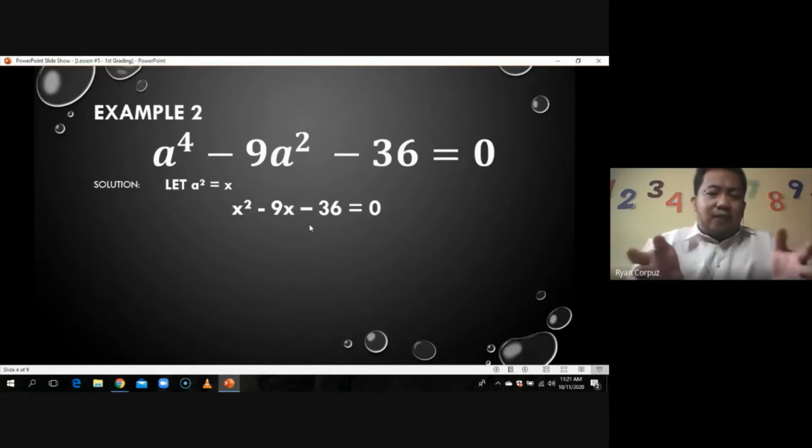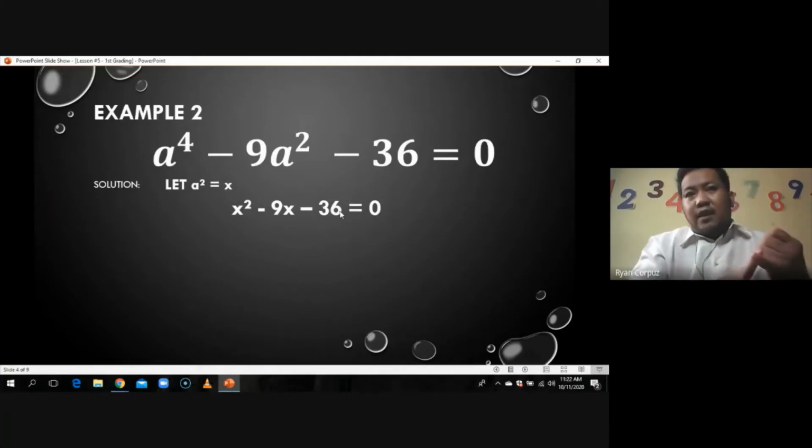And again, if I'm going to solve it, I will use factoring as a method. That means I'm going to use again the sum and product method. So I'll think of factors of 36 that when added, the sum is 9. So let's find out first the factors of 36 regardless of sign. So 36 again, 18 times 2, 36 times 1, 12 times 3, and 9 times 4.